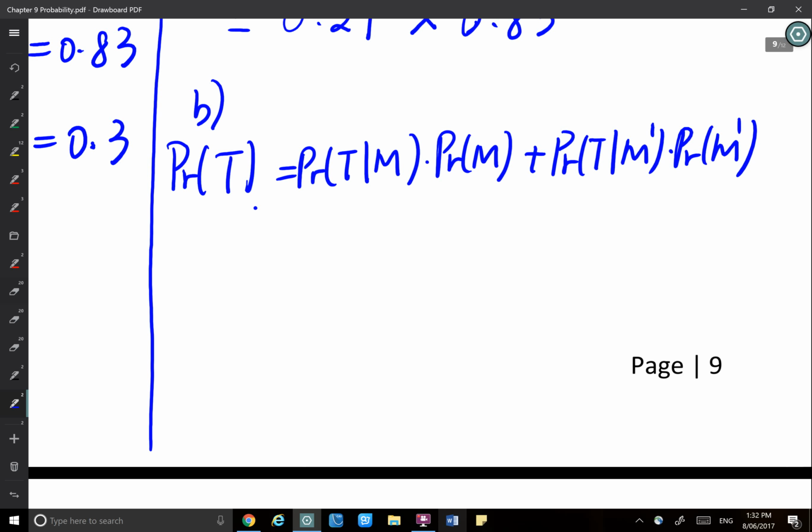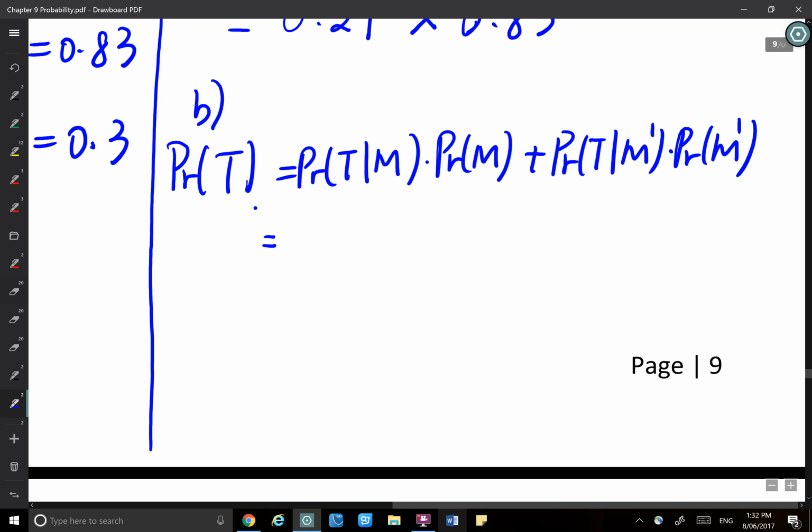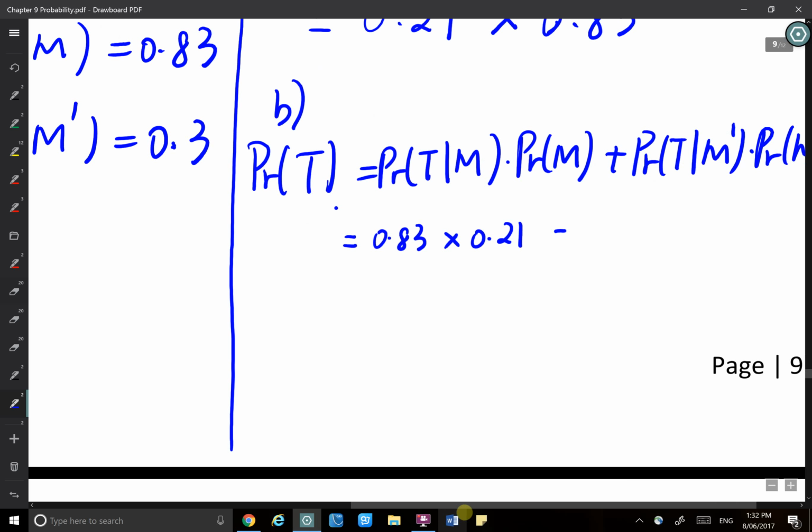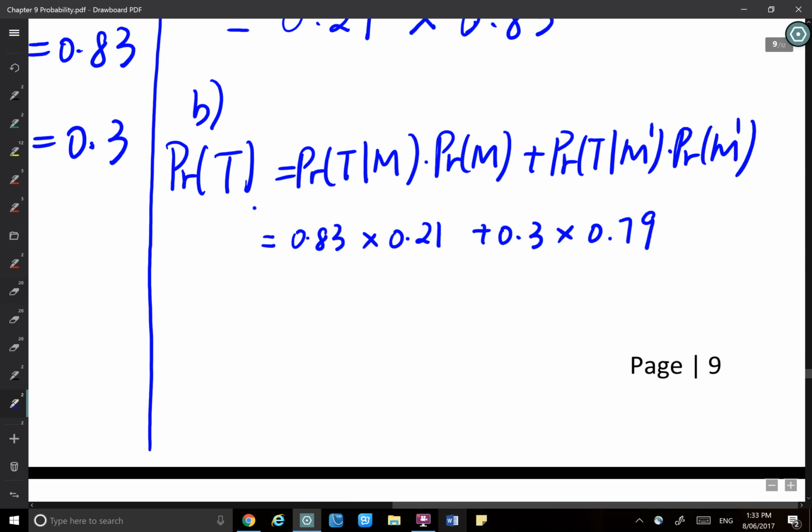So Tuesday was affected by Monday. Then it is Tuesday given Monday rain times the probability of Monday rain, plus Tuesday given Monday not rain times the probability of Monday not rain. That will be the law of total probability. And what we have is 0.83 times 0.21 plus 0.3 times 0.79, and you can calculate that.